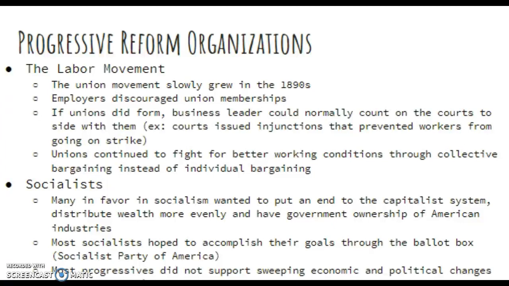Socialists, many in favor of socialism, which is a less extreme version of communism, where all of the means of production are publicly owned, and basically the government has complete control over the people and everything that they do. Again, less extreme version, wanted to put an end to the capitalist system, and the capitalist system is quite different, and it's actually what we have here in the U.S., and that's where you can start your own business, like maybe a woodworking business, and you can build furniture, and then you can sell that furniture, and then you get to keep the profits.